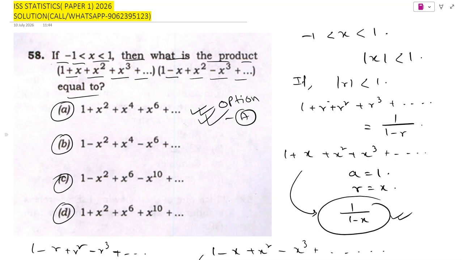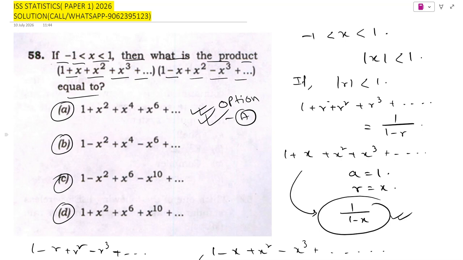Now, students generally commit three mistakes here: ignoring the condition, writing 1 by 1 minus x instead of 1 by 1 plus x for the alternating series, and stopping at 1 by 1 minus x square without converting it into the series required by the options. So avoid these mistakes, and this question becomes like a 20-30 second problem in the examination. So the correct answer for this question is option A.